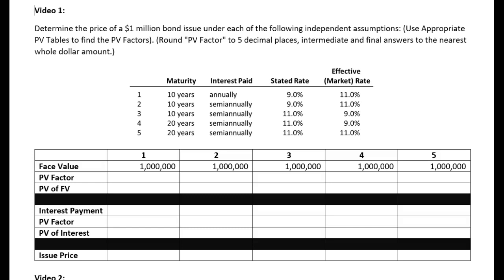Now in this case we're actually going to use the PV tables, and all of the PV factors on the PV tables are rounded to 5 places. So if you're using a calculator or Excel to calculate this, you're going to get a slightly different answer, and I'll show you what I mean by that.